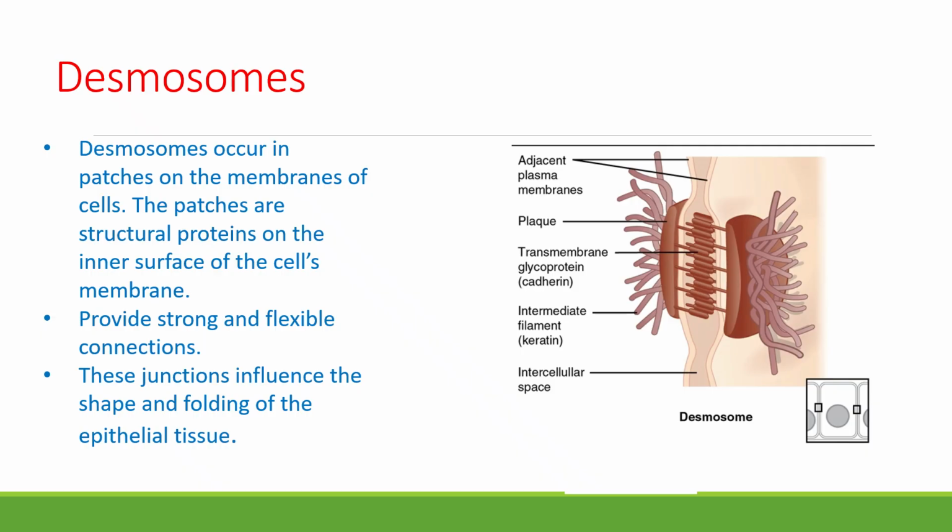Desmosomes are more like a little piece of Velcro that's holding the two sides together. These occur in patches on the membranes of the cells. The patches are structural proteins on the inner surface of the cell membrane. They provide strength, but they also provide flexibility. If you've ever played with Velcro, you know that it's a little bit wiggly. You can move it just a tiny bit, and that's what desmosomes allow the cells to do. The junctions influence the shape and the folding of the epithelial tissue.